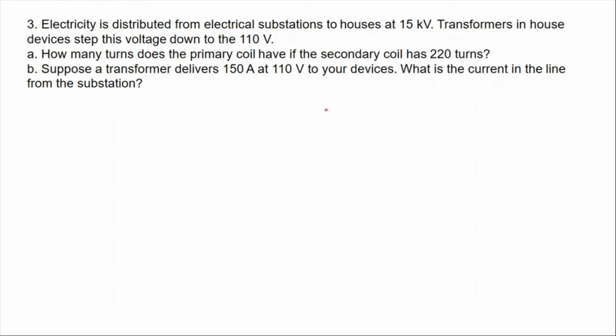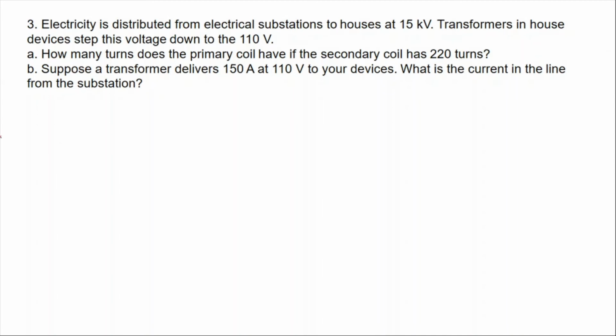Let's look at the next question. In this question, the electricity is distributed from electrical substations to houses at 15 kilovolts. Transformers in house devices step this voltage down to 110 volts. The first question is, how many turns does the primary coil have if the secondary coil has 220 turns?